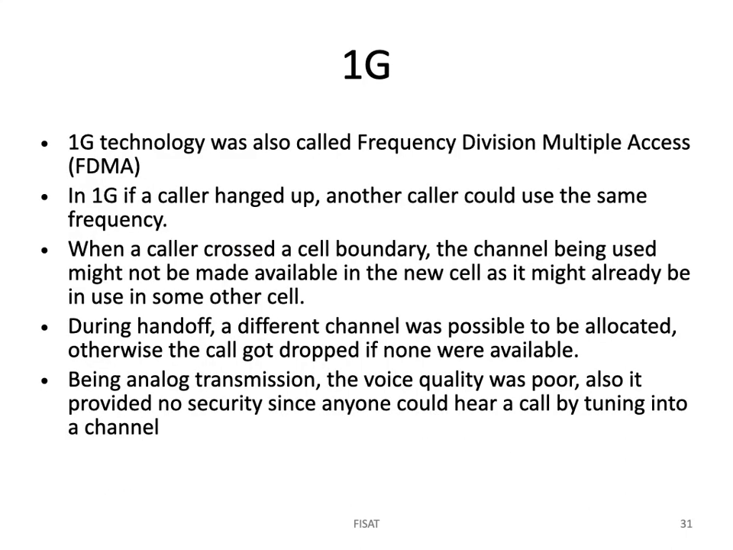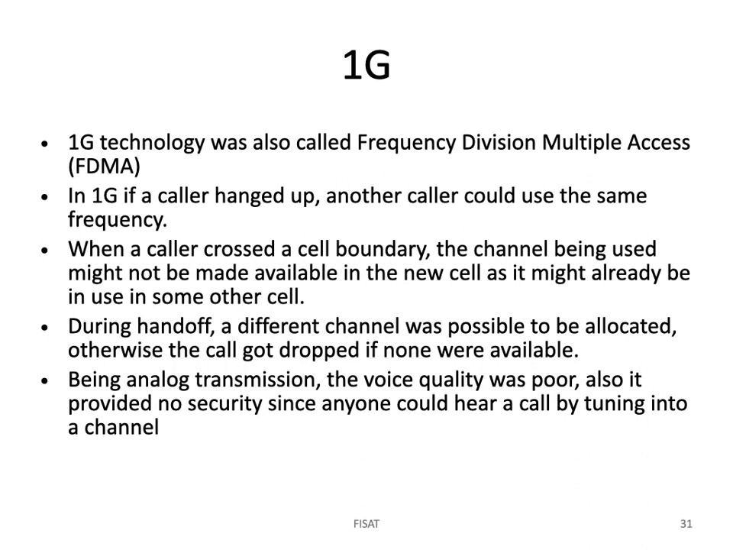1G technology was also called FDMA, that is Frequency Division Multiple Access. In 1G, if a caller hung up, another caller could use the same frequency. When a caller crossed a cell boundary, the channel being used might not be made available in the new cell, as it might already be in use with some other user.